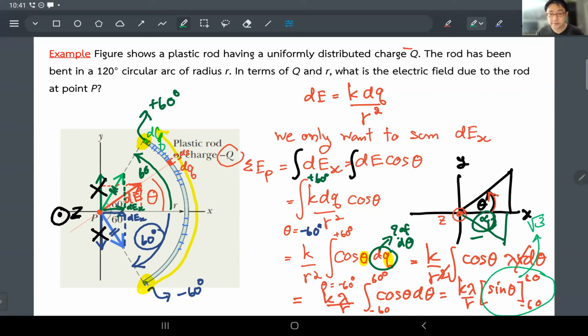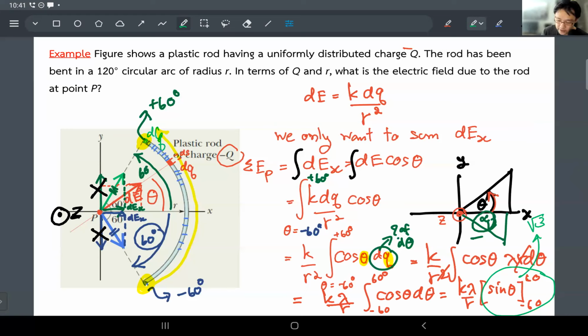And that's it, guys. Okay. Done with the answer. So it's root 3 k lambda over r. That is going to be your net electric field at point P. And which direction is it pointing? It's going to point to your right side. It's just the positive x direction because you don't have any vertical electric field component at all.